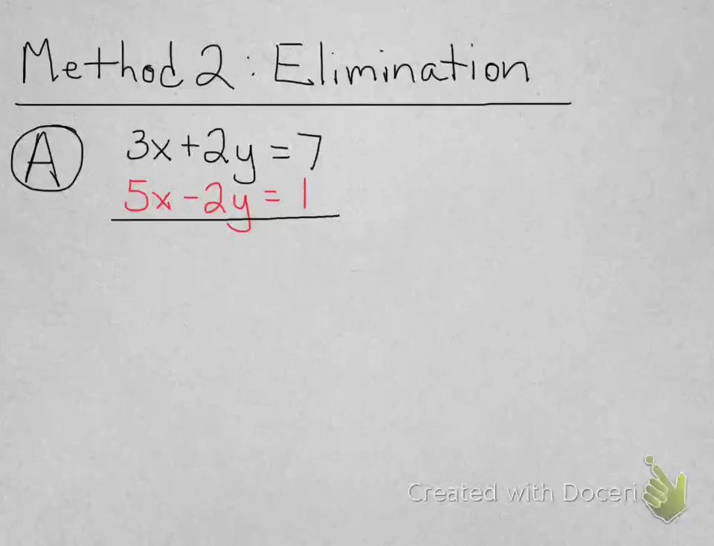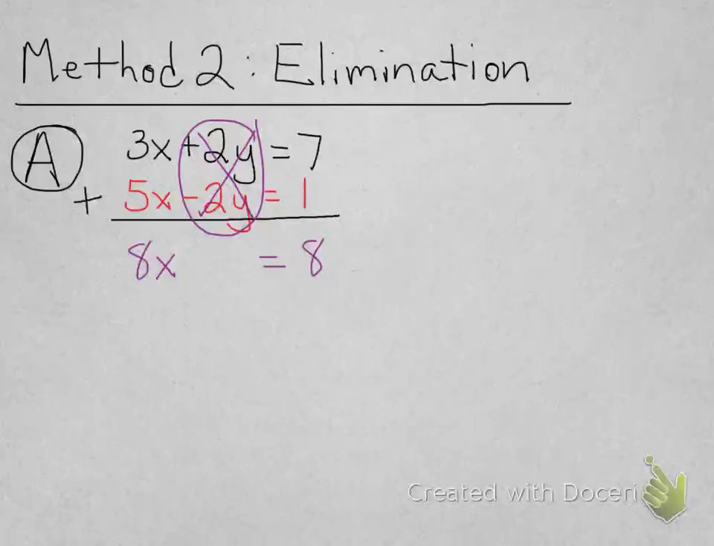Having it in this form is already set up in such a way that if we simply add these two equations together, this positive 2y and the negative 2y are going to cancel each other out. So that's exactly what we're going to do. I'm going to add these two equations. 3x plus 5x is going to give me 8x. Then a positive 2y and a negative 2y cancel each other out, leaving me with 0 on that side, and on the right 7 plus 1 is 8. So now I have a new equation of 8x is equal to 8. Therefore, x must be equal to 1.